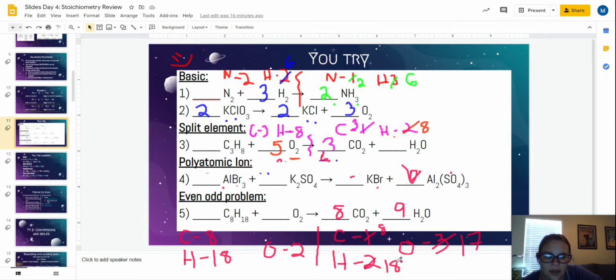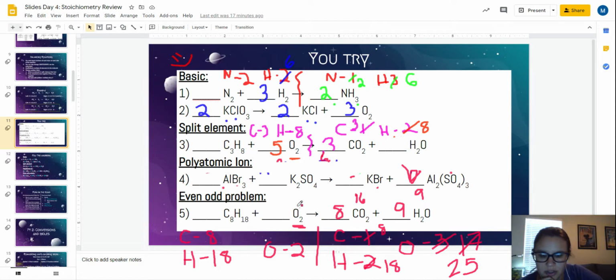And now I gotta figure out our O's again. So we have 16 O's here, and we have 9 O's. 16 plus 9 is 25 O's. All right, now this is the even odd problem because you'll notice everything's balanced except for oxygen, but I have 25 oxygens on the right and this left one can only be in multiples of 2. That's why it's called the even odd problem. There's no way to make this even number odd.